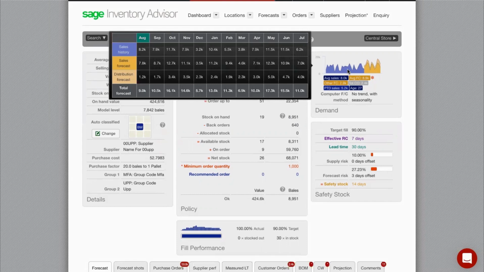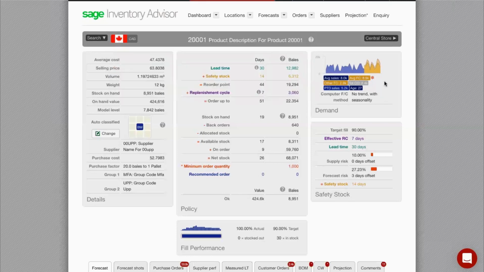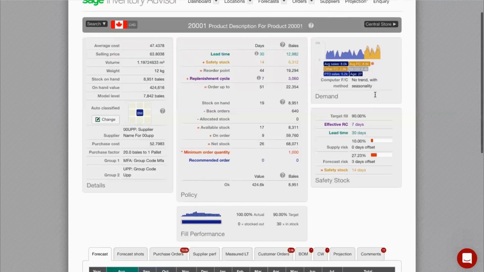You can also see when I hover over that, we can see the sales history there for the last 12 months in blue. We can see sales forecast, which is direct demand on central warehouse. Remember, this is a central warehouse setup. And then distribution forecast is the other forecasts that have been rolled up from the other locations onto central store, so that we have a total forecast and we make sure we're manufacturing or purchasing for that. Okay, so there's the two demand streams that we see over there, the forecasting happening quite well.